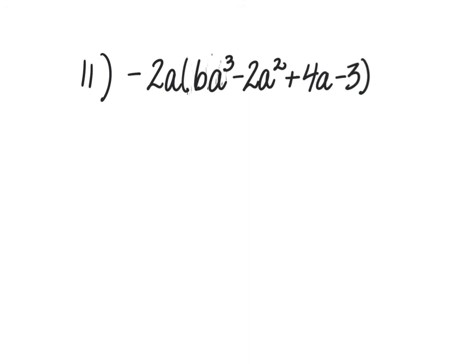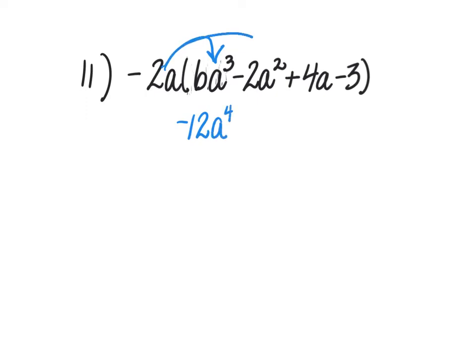Number 11, we have negative 2a times 6a to the 3rd minus 2a squared plus 4a minus 3. So first we'll distribute the negative 2a to the 6a cubed. Negative 2 times 6 is negative 12, and then we'll add our exponents on the a's. We have 1 plus 3 is 4.